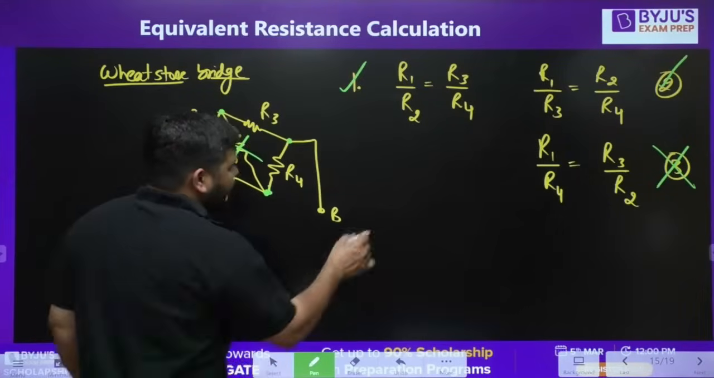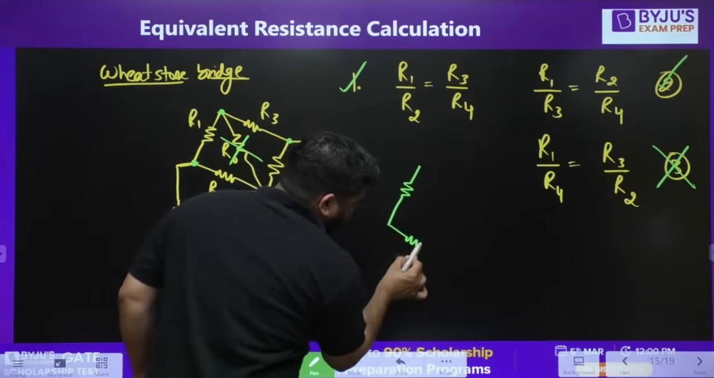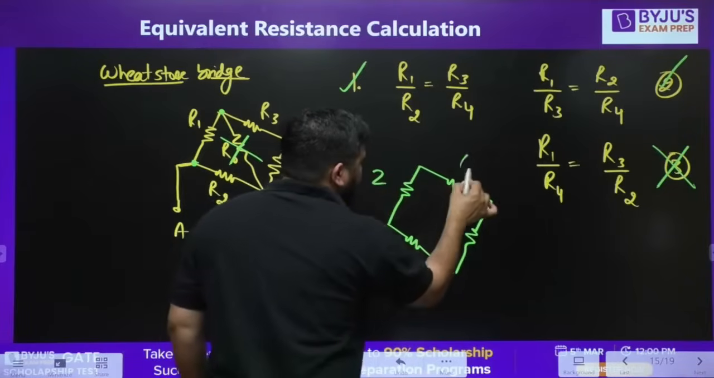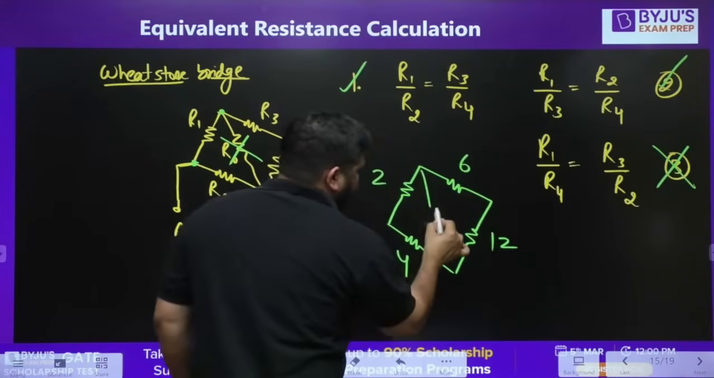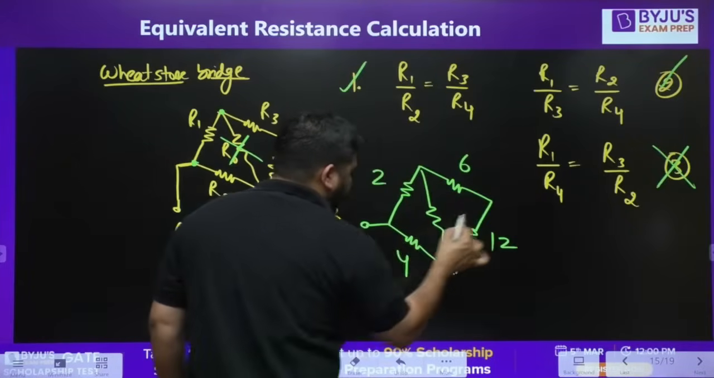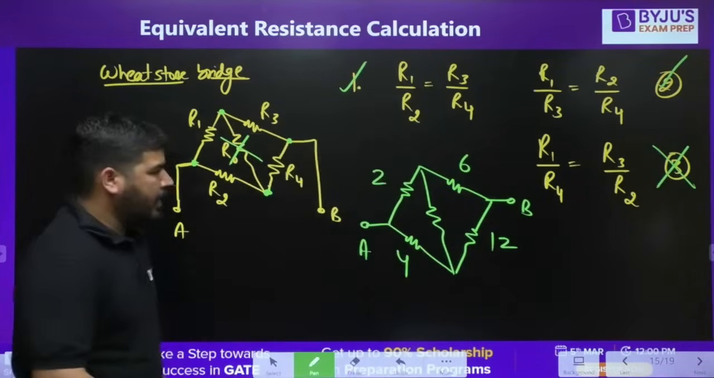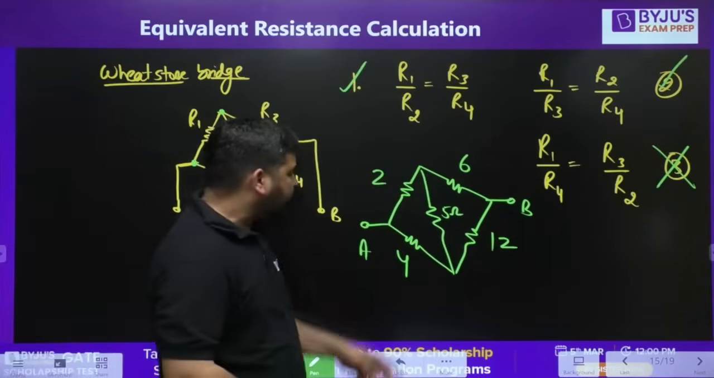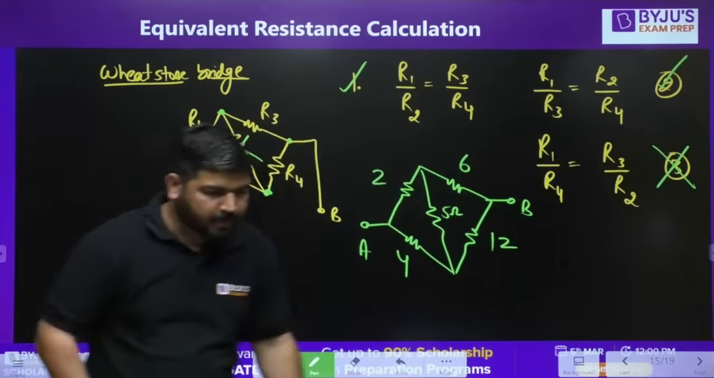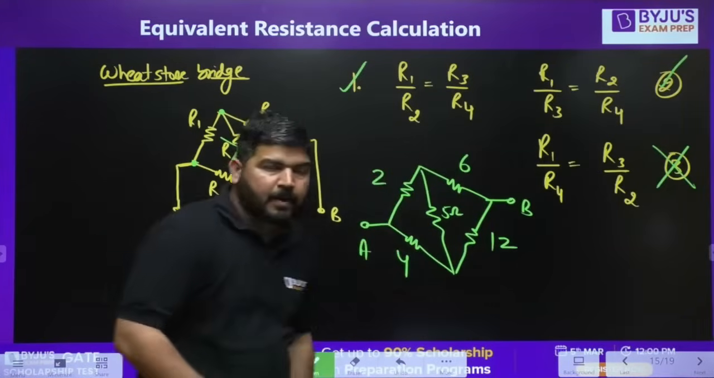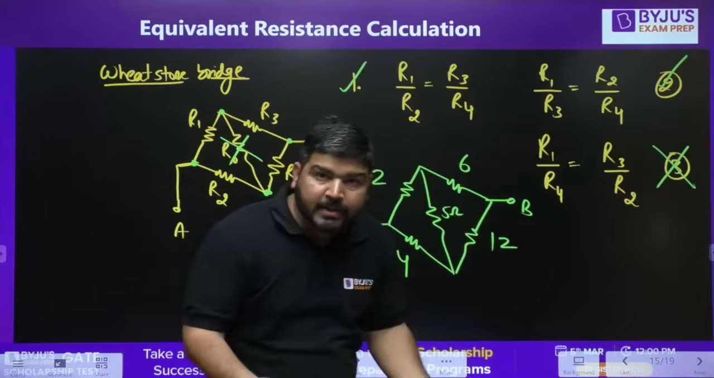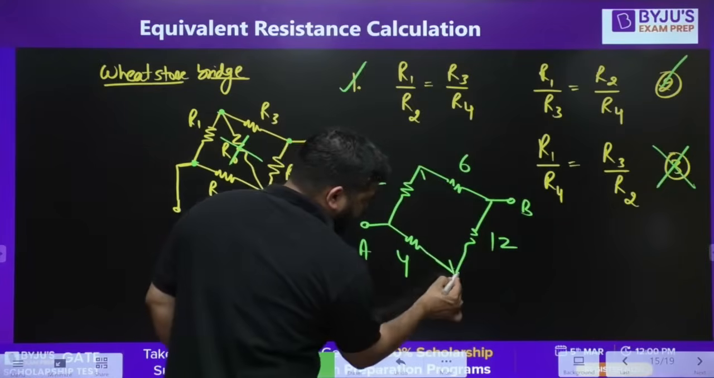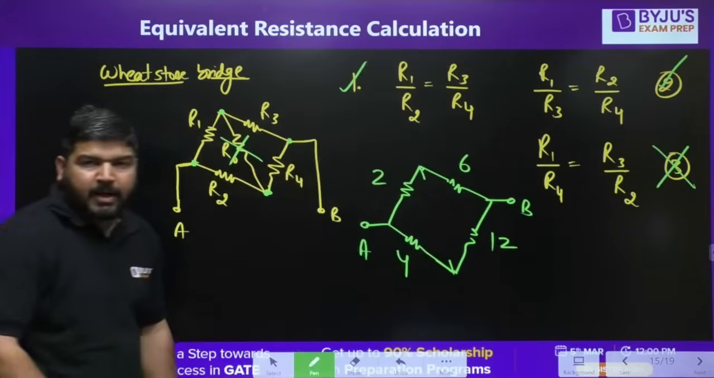Let's take an example. Let's say I have a circuit like this. This is 2 ohm, this is 4 ohm, 6 ohm, 12 ohm, and this is, let's say, 5 ohm. Can you tell me the equivalent resistance between point A and point B? Now you can see that 2 by 4 is equal to 6 by 12. So this ratio is the same. If the ratio is the same, you can remove this middle resistance.